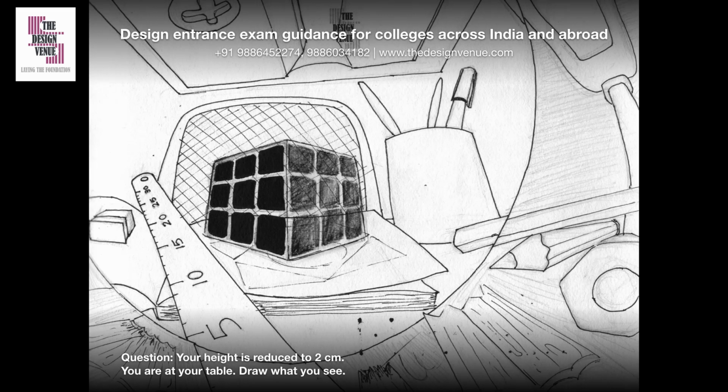In this question, your height is reduced to 2 cm. You are at your table and you have to draw what you see. Since the height is so less, I thought I could put the viewer inside the container of a sharpener. So if you look all around the edges, you will realize that the viewer is inside a transparent cylindrical container. Since there is a foreground element because of this container, it adds depth and interest to the composition.